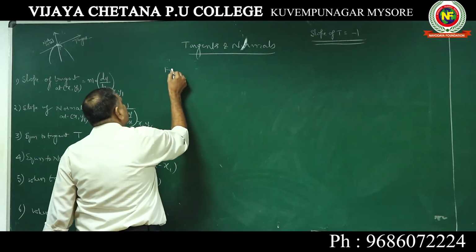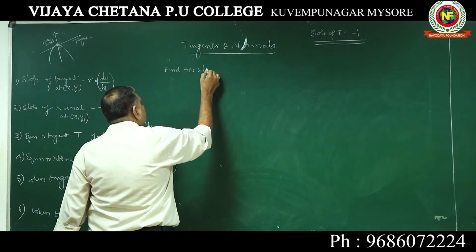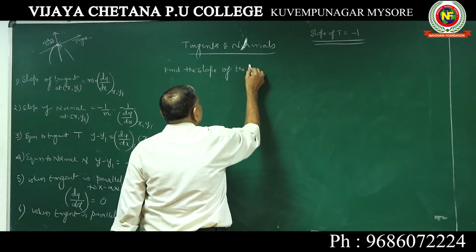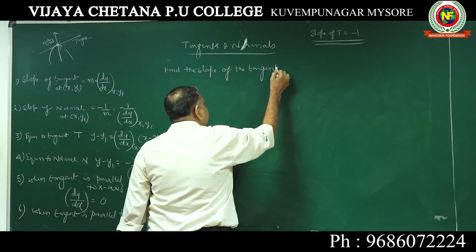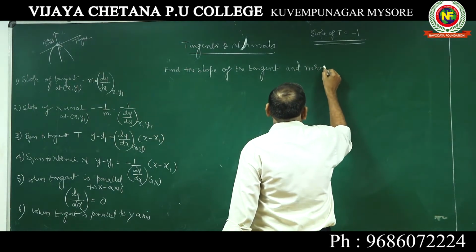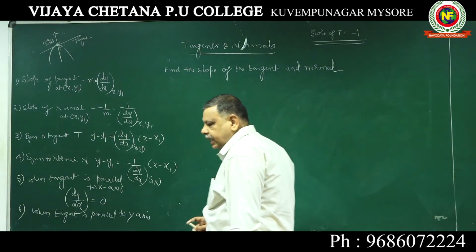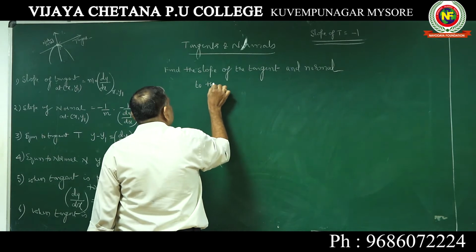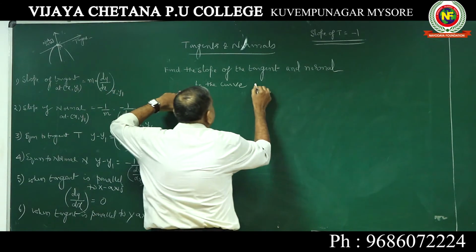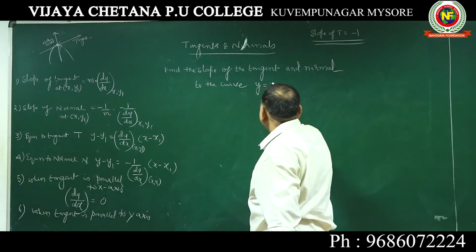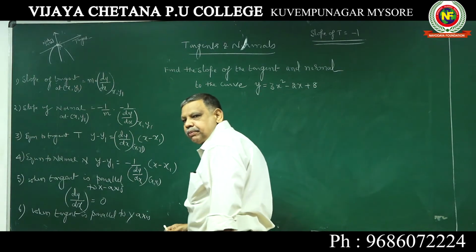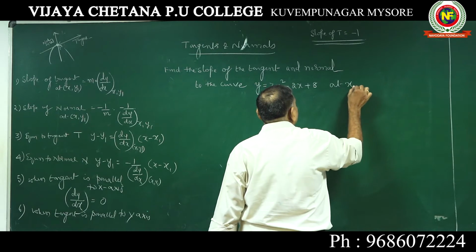Find the slope of the tangent and normal to the curve y is equal to 3x square minus 2x plus 8 at x equal to 2.